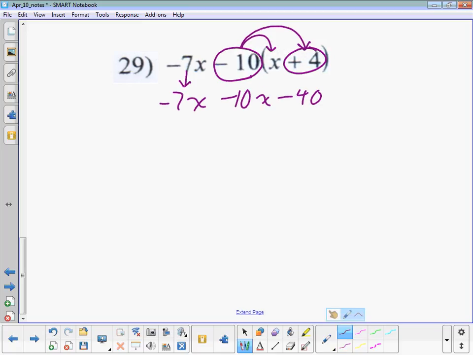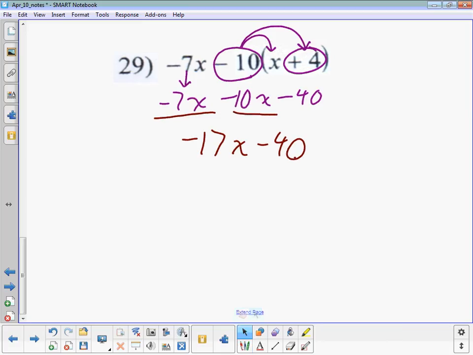Well, these two are like terms. So a negative 7 and a negative 10, they're both the same sign. I go ahead and add the numbers. So it's a 17. It stays negative 17x minus 40. Okay, so that's our like terms in our distributive property. I want you to do the other 15 problems on this worksheet.